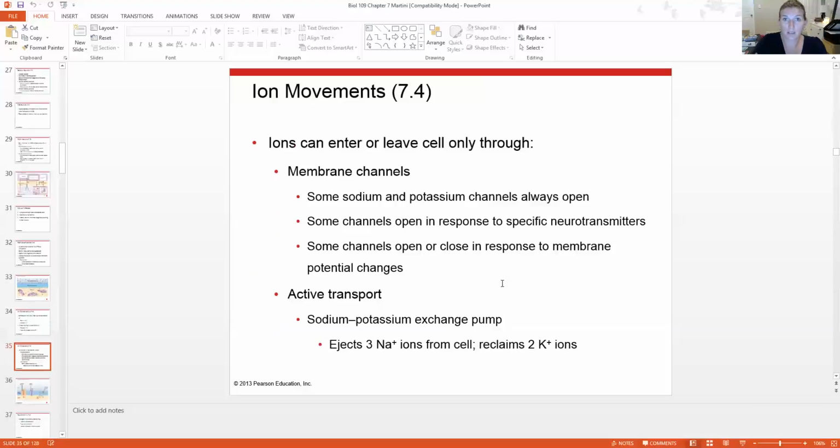Some potassium and sodium channels will always be open. Some of them respond to neurotransmitters, and some of them will change in response to a membrane potential. So if the membrane potential changes, then they will open or close. They can also get in and out of the cell through something called active transport. The sodium-potassium pump is an excellent example of this. This is where 3 sodium ions are pumped out and 2 potassium ions are pumped in.